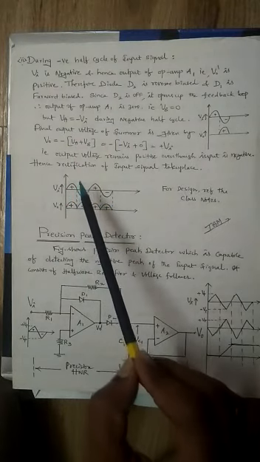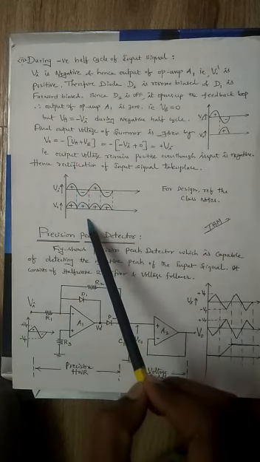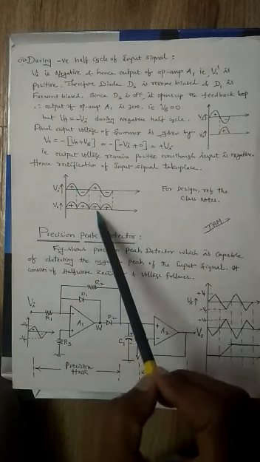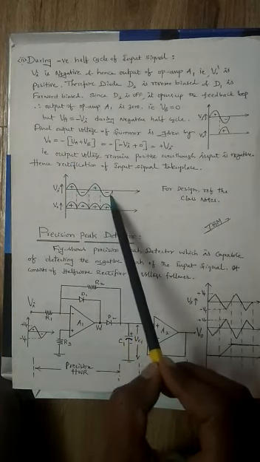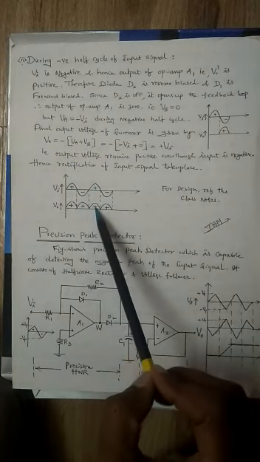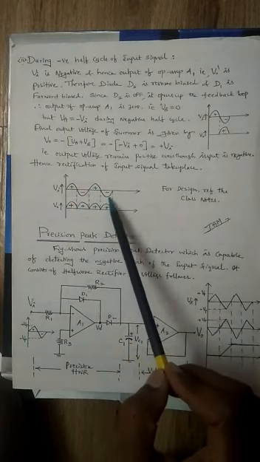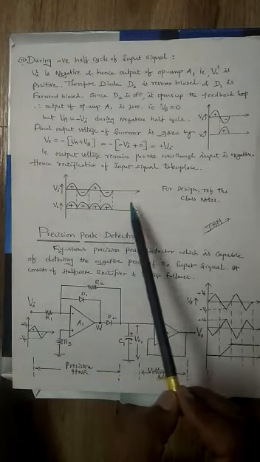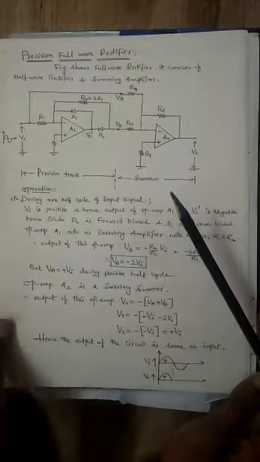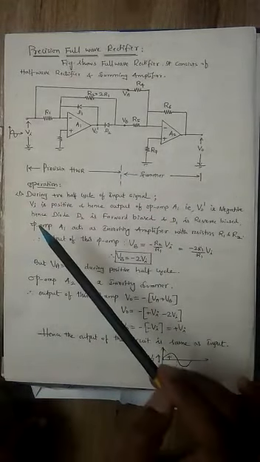Hence rectification is possible. It is converting AC signal into DC signal, and it is full wave rectification because in both the cycles of the input signal we are getting the output signal, in the two positive half cycles. Hence we are getting positive DC voltage. If you want pure DC, you can use filters. This is how an op amp can be used as a full wave rectifier.